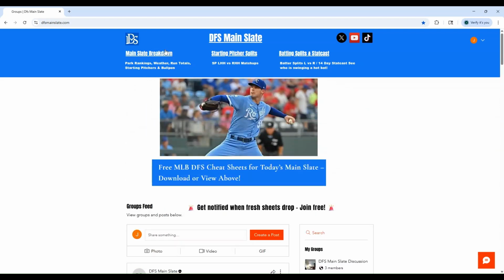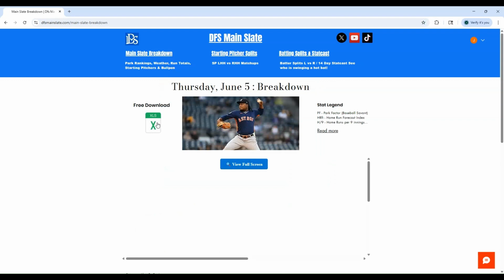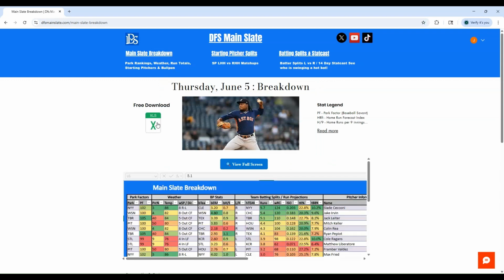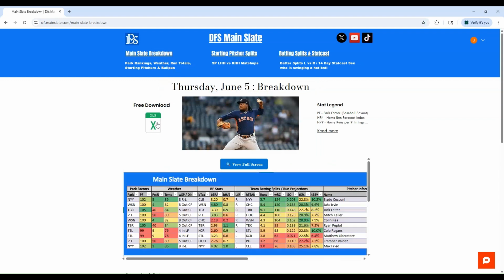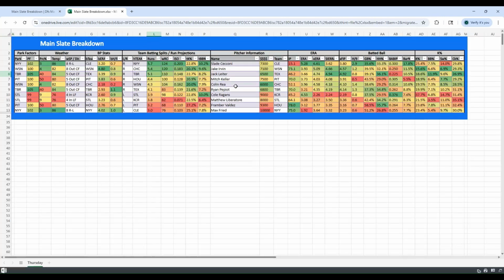First thing, we'll click on the main slate breakdown. You see it's another spot where you can download. If you're not looking at the group feed, you also have it here. If you don't want to download, you can also do the full screen, so you can check that out. That's what we'll do right now, and we're going to go over some of these stats.